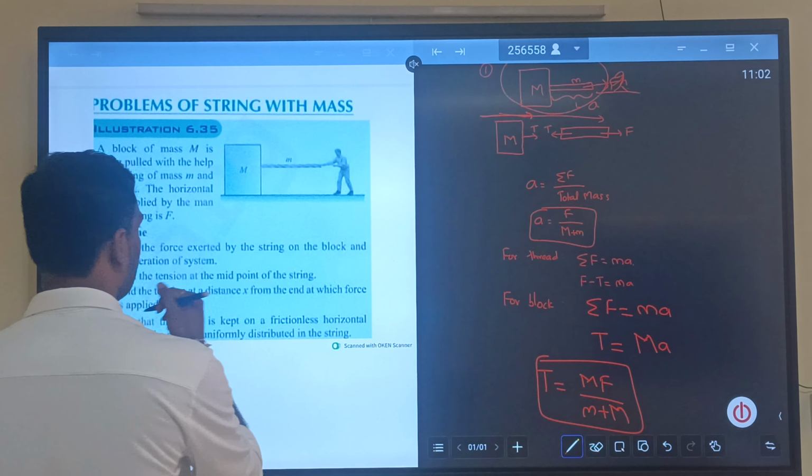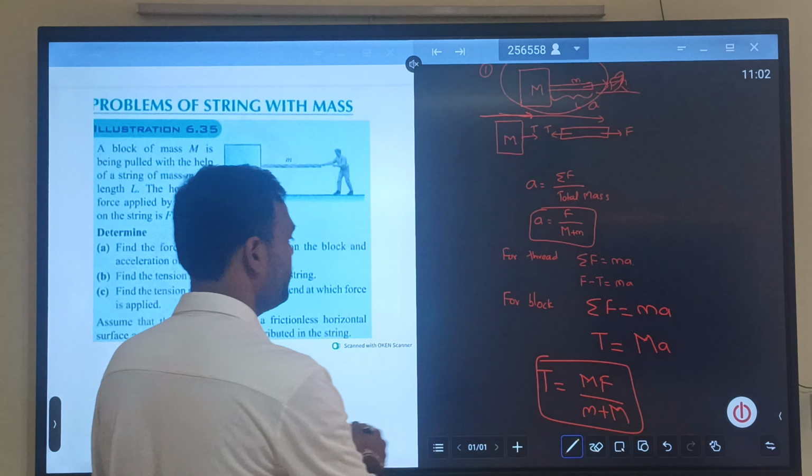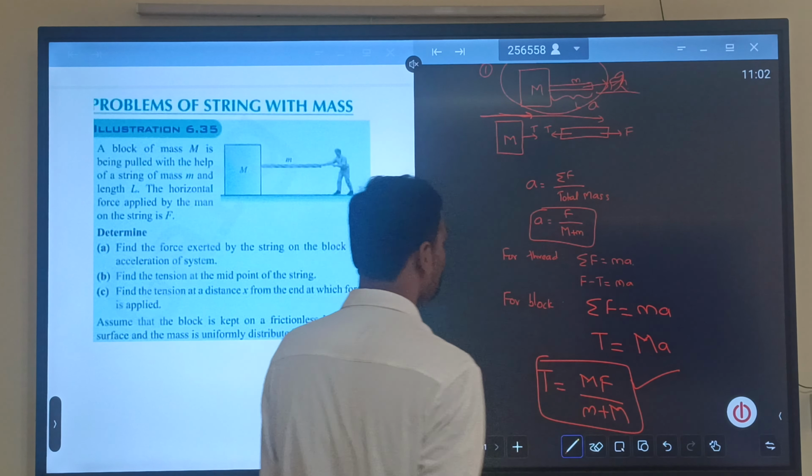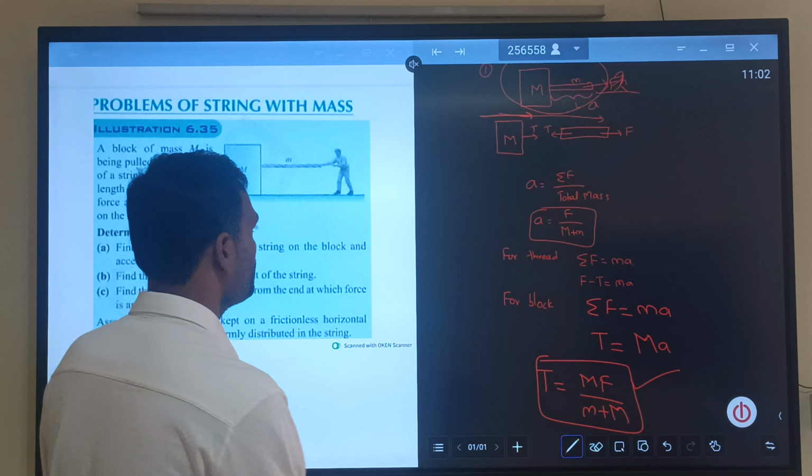This is the force exerted by the string on the block, and the acceleration of the system is F by (M plus m). The second part of the question is to find the tension at the midpoint of the string.